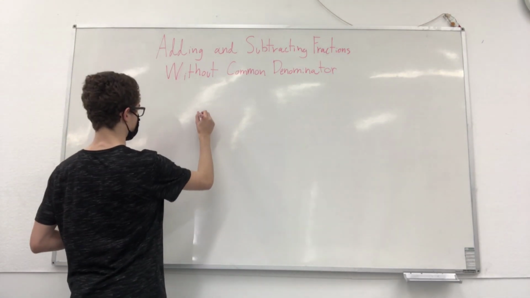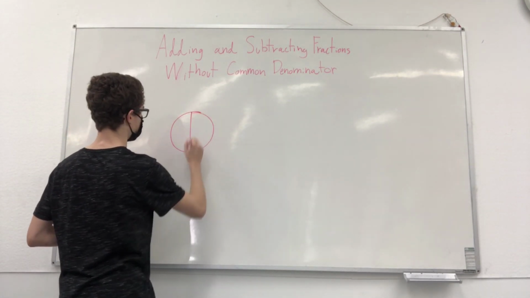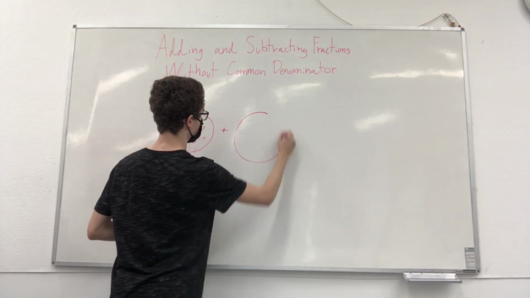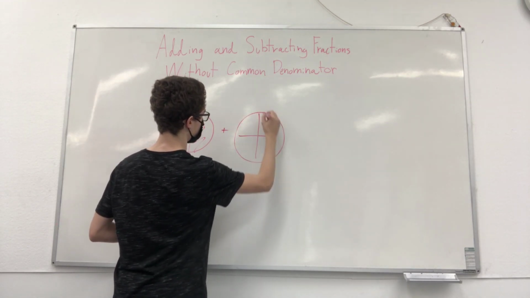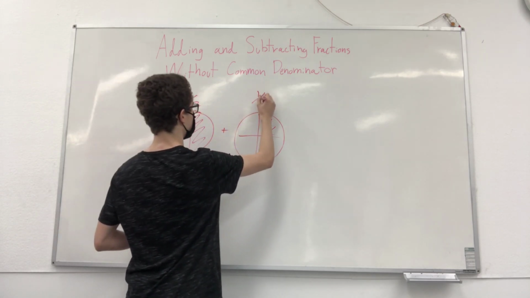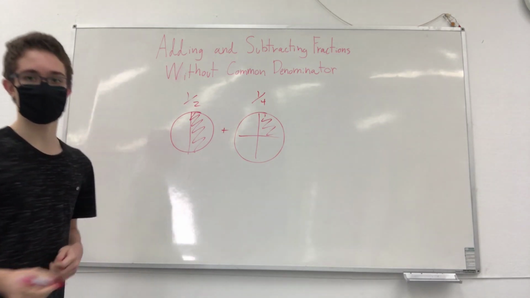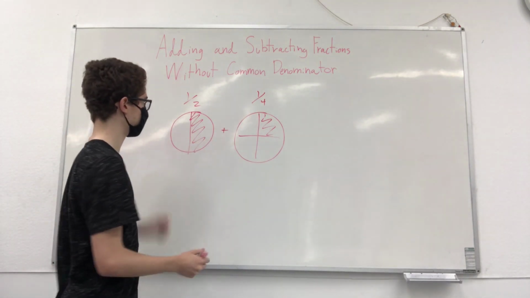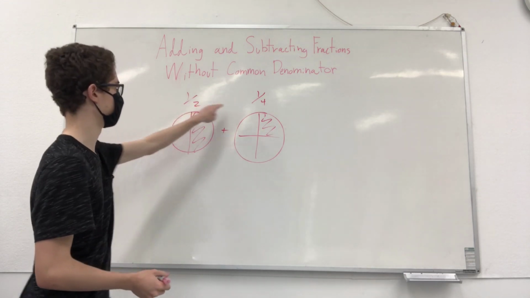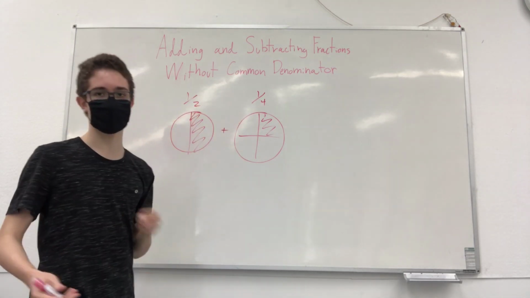What if we want to add 1/2 and 1/4? These are fractions of different denominators. Their parts have different sizes. So you can't just put together the numerators, because then what would you put in the denominator? You can't add the denominators either.